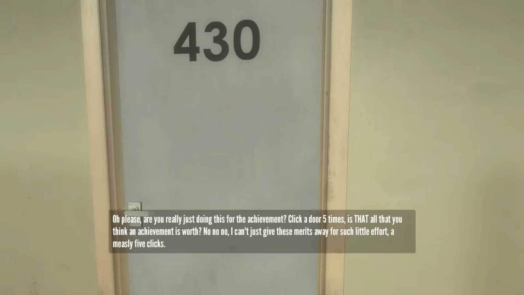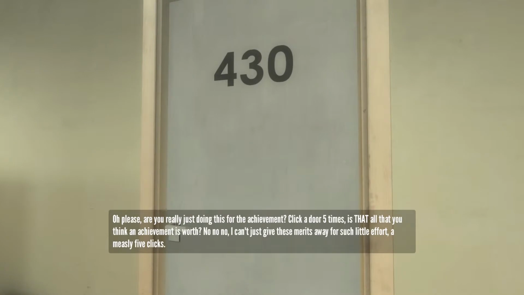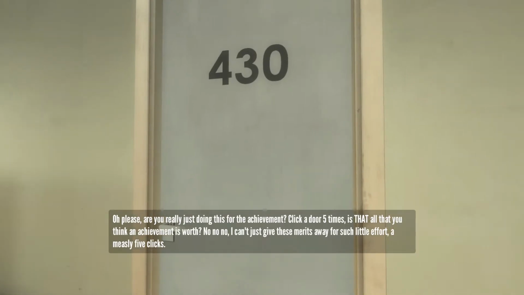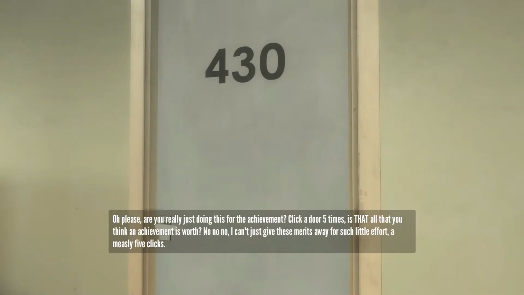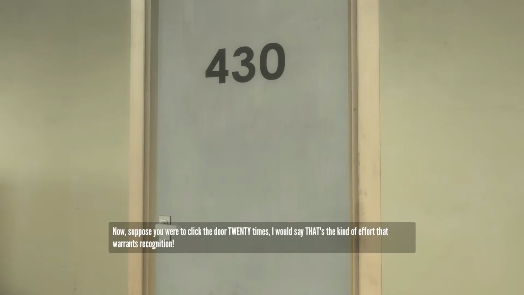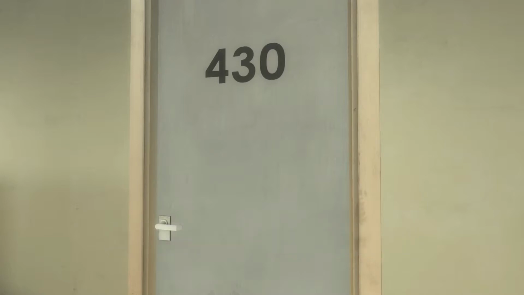Oh, please. Are you really just doing this for the achievement? Let's try this again. Click a door 5 times. Is that all that you think an achievement is worth? No. I can't just give these merits away for such little effort. A measly 5 clicks. Now suppose you were to click the door 20 times. I would say that's the kind of effort that warrants recognition.